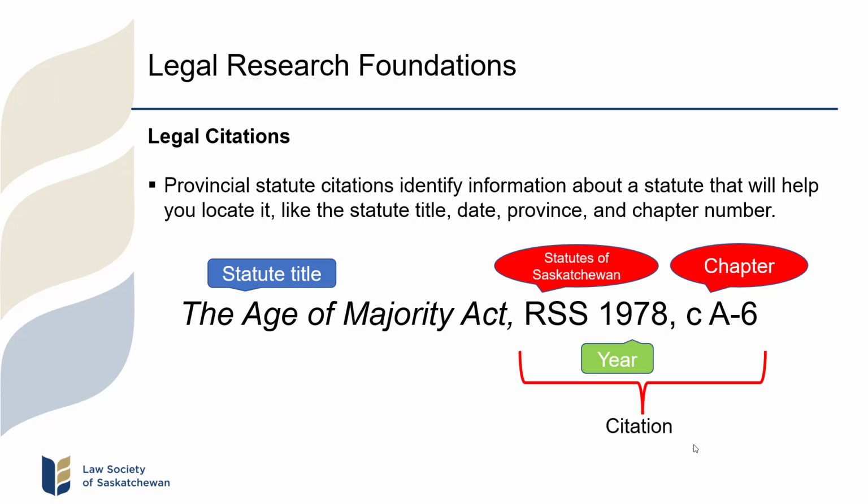Here is a second Saskatchewan statute, the Age of Majority Act. Note the RSS abbreviation. This is an abbreviation for the Revised Statutes of Saskatchewan. The important thing to understand is that both SS and RSS indicate a Saskatchewan statute.